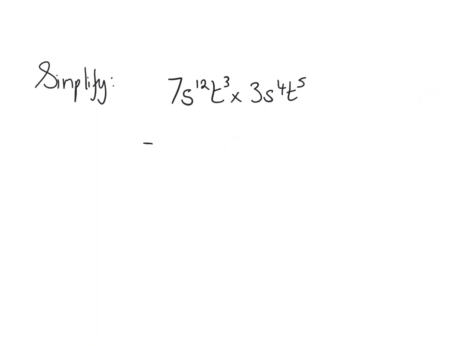Just going to run through another similar example to that. So 7 times 3 is 21. s to the power of 12 times s to the power of 4 is going to give me s to the power of 16. t to the power of 3 times t to the power of 5 is going to give me t to the power of 8.